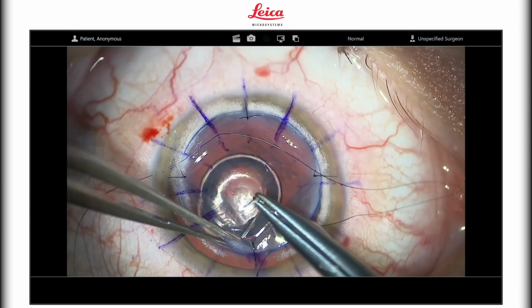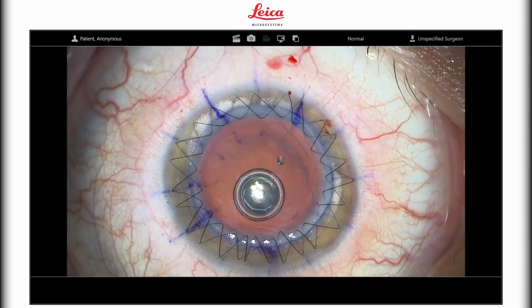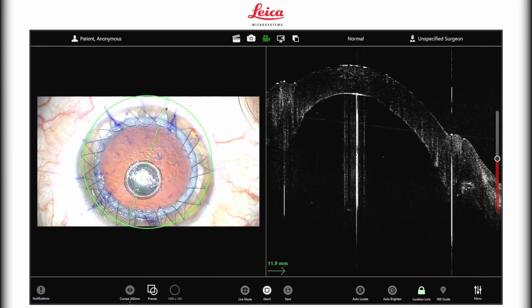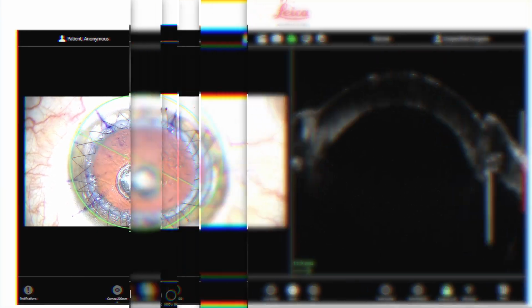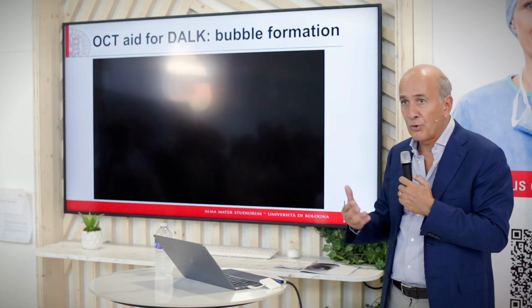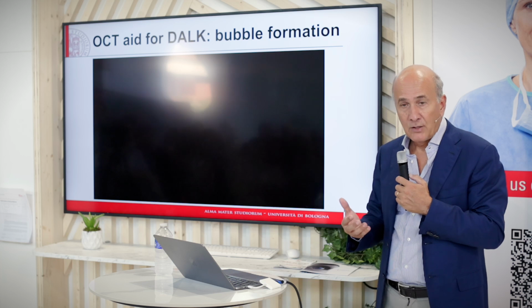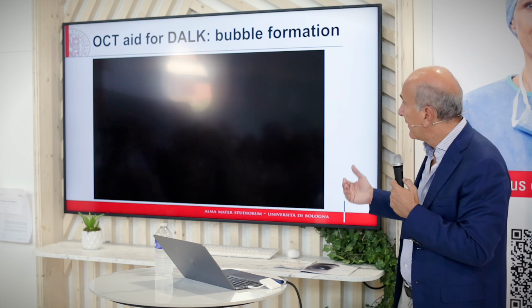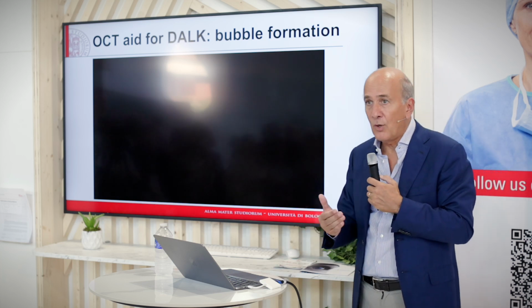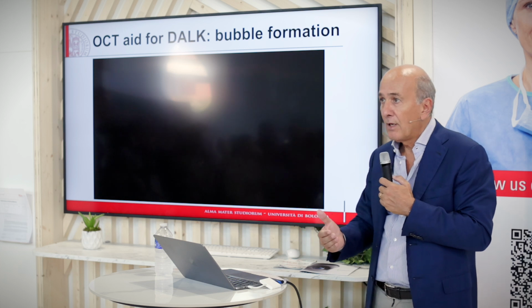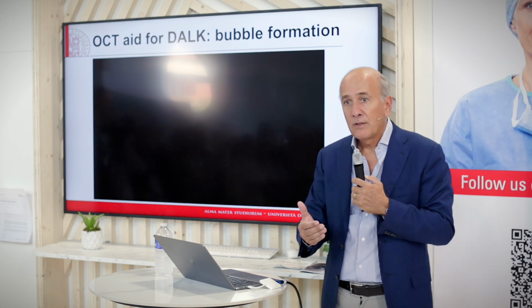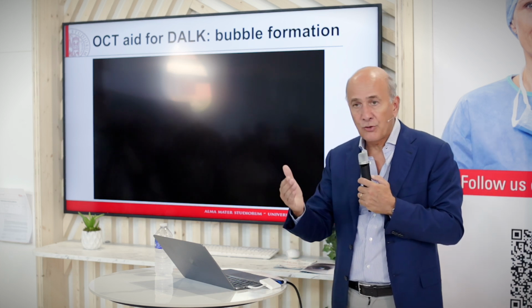Then I put a donor on top, suture it as usual, and double check whether the attachment and adhesion between the donor and the host is complete. So at the end of the surgery, thanks to the OCT, you know exactly that you leave the patient with a fully attached Descemet to the stroma.